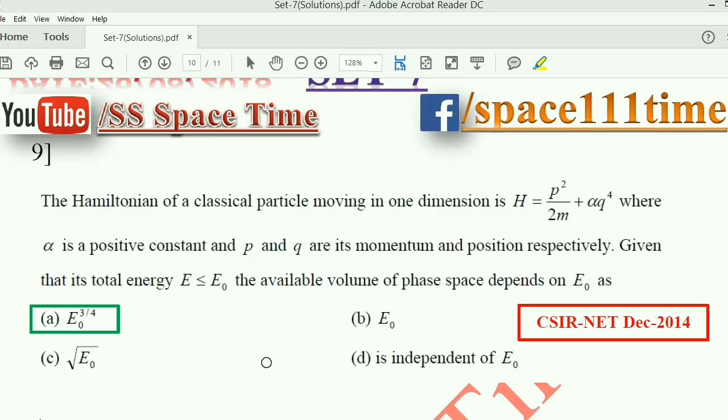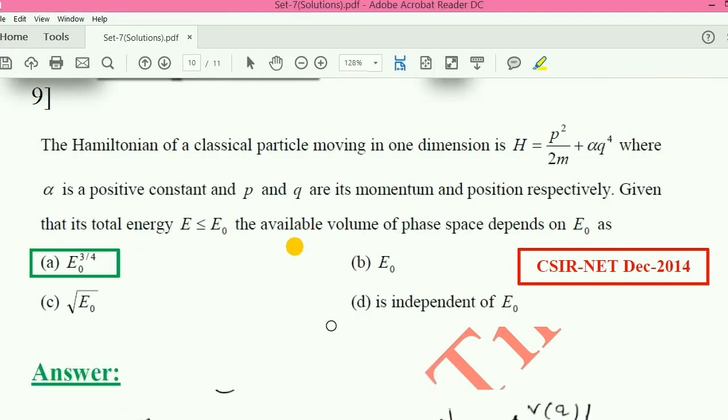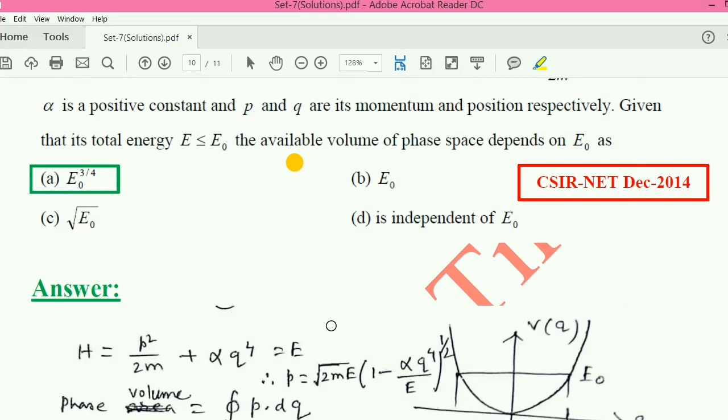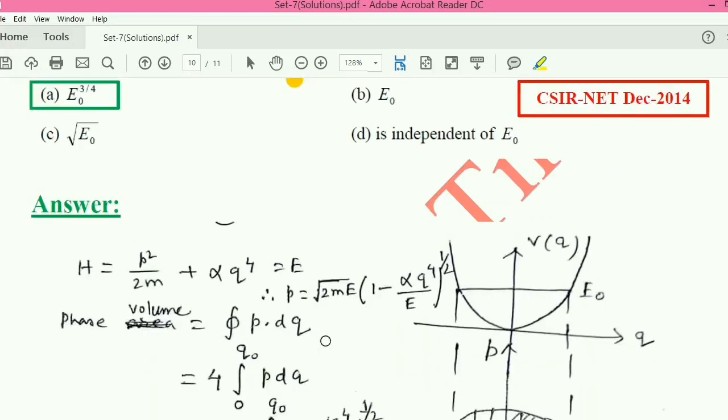Now coming to question number 9. The Hamiltonian of a classical particle moving in one dimension is H equal to p square by 2m plus alpha q to the power 4, where alpha is a positive constant and p and q are its momentum and position respectively. Given that its total energy E is less than or equal to E naught, the available volume of phase space depends on E naught as. So to solve this problem, we have to find out this integration.